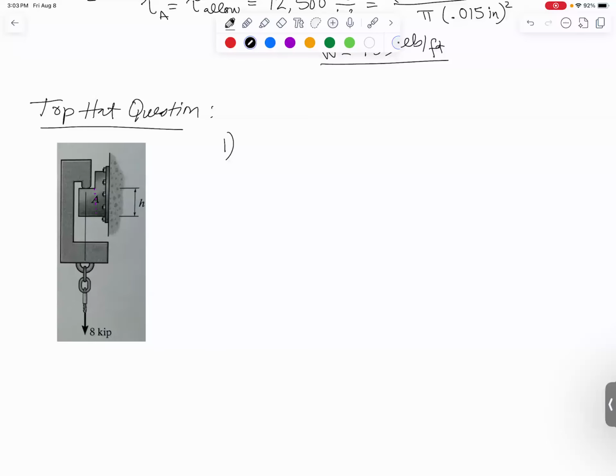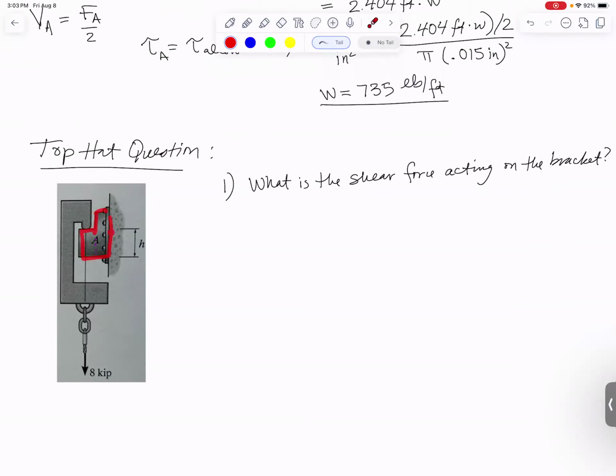So question number 1, what is the shear force acting on the bracket? This is the actual bracket. Can you see that the shear force is going to be carried along a line of material right there? Anytime you want to find shear force, it's an internal force, so you're going to have to cut something open. And I'd really prefer not to ever have to find the reaction forces back here at the wall. So why don't we try just cutting along this little dashed purple line and do a little free body diagram.